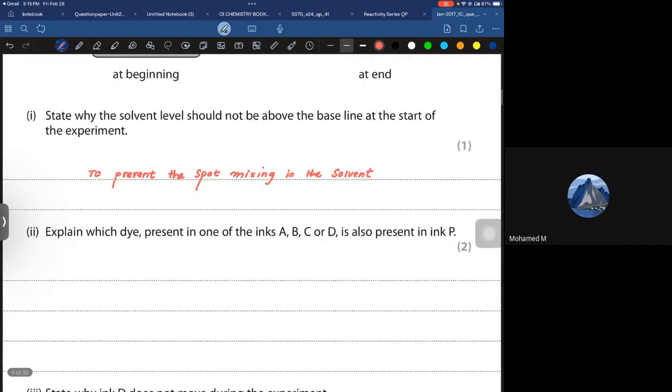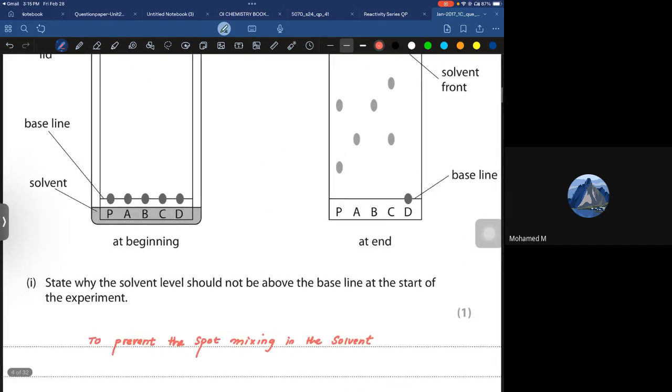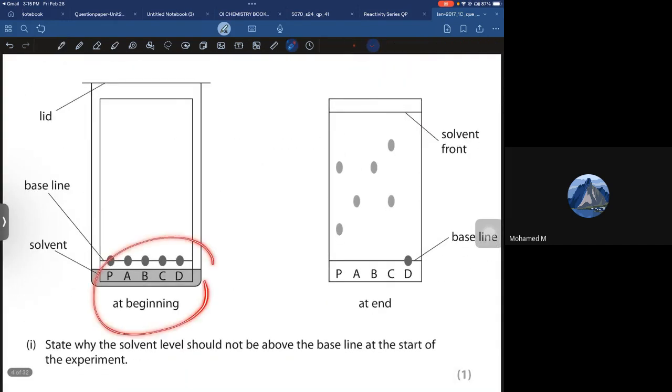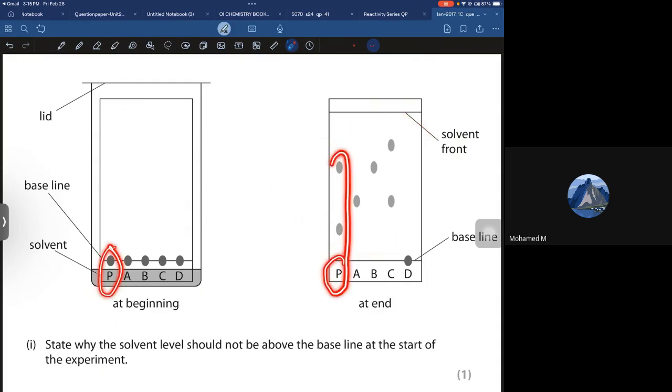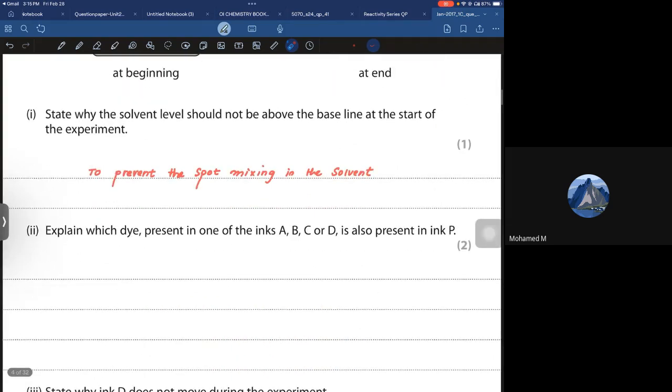Explain which dye present in one of the inks, A, B, C, or D, is also present in ink P. At the beginning, it was this. After doing chromatography, we got this. They are saying this is your ink P. So we have four samples, A, B, C, and D. He's asking which dye present in one of the inks is also in ink P.